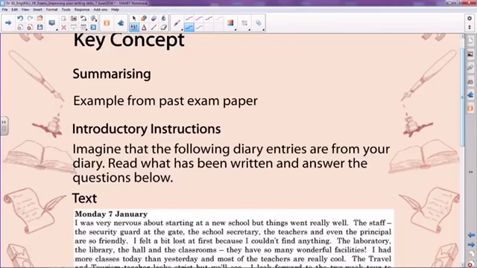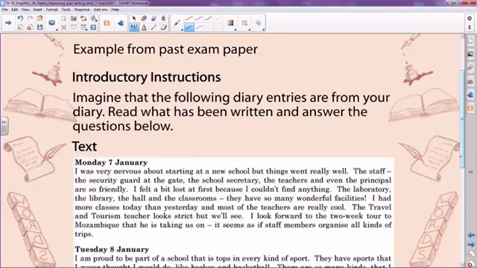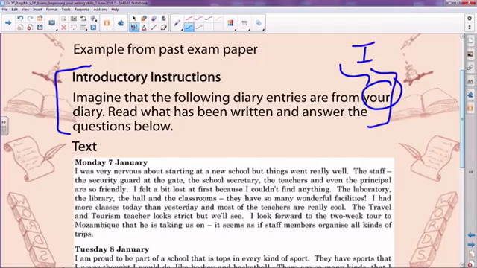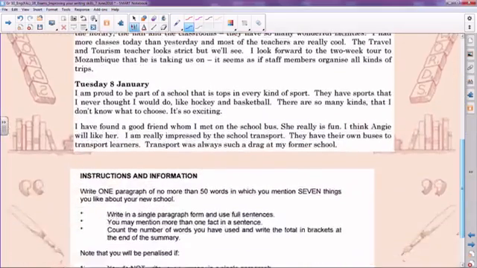Now this again is an example from a past paper. So here we have the introductory instructions. Imagine that the following diary entries are from your diary, so that gives you a clue. You are going to be the I. Read what has been written and answer the questions below. Now, my advice to you would be, before reading, go to the questions below so you can see if there are any keywords that will help you in answering them.